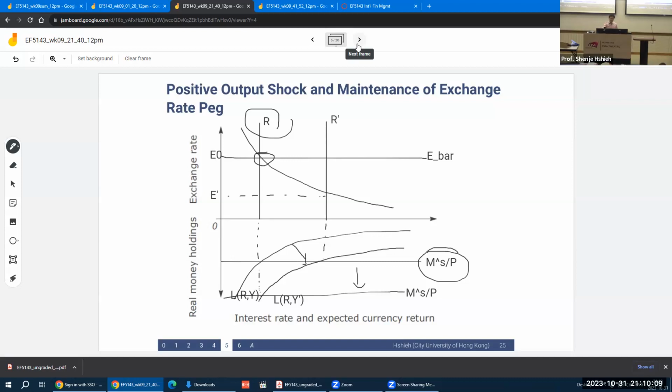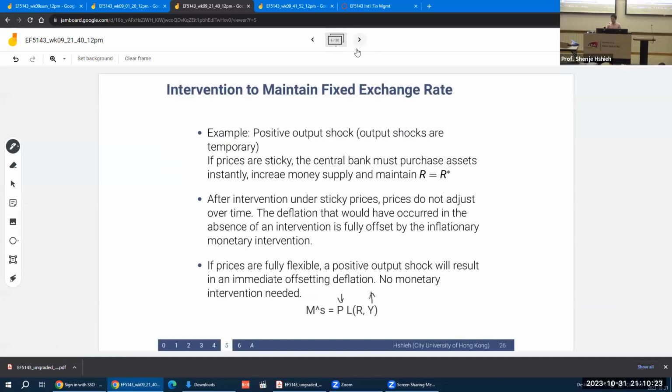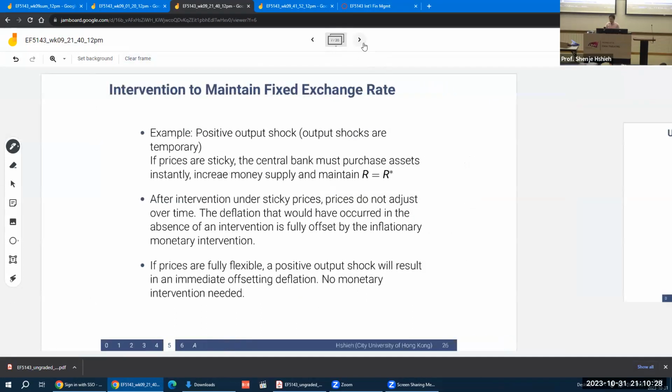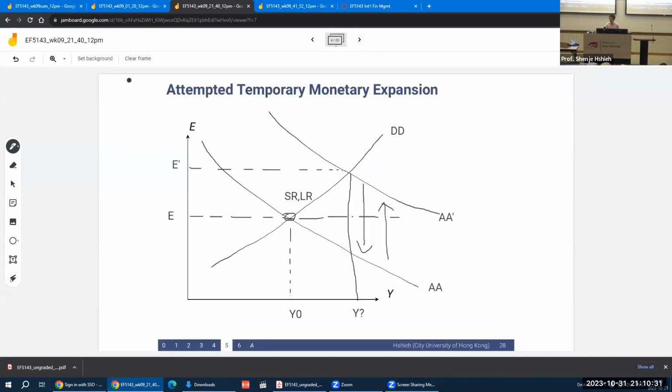So in this scenario, we had a case in which we have an output shock. But let's assume that rather than reacting to an output shock, maybe the central bank wants to stimulate the economy through monetary policy. And I think it's obvious what's going to happen. So let's go ahead and just talk about it graphically first. Rather than redraw it, I'm just going to show you the graph here. This is the AA and DD schedule. We have E on the y-axis and output on the x-axis.